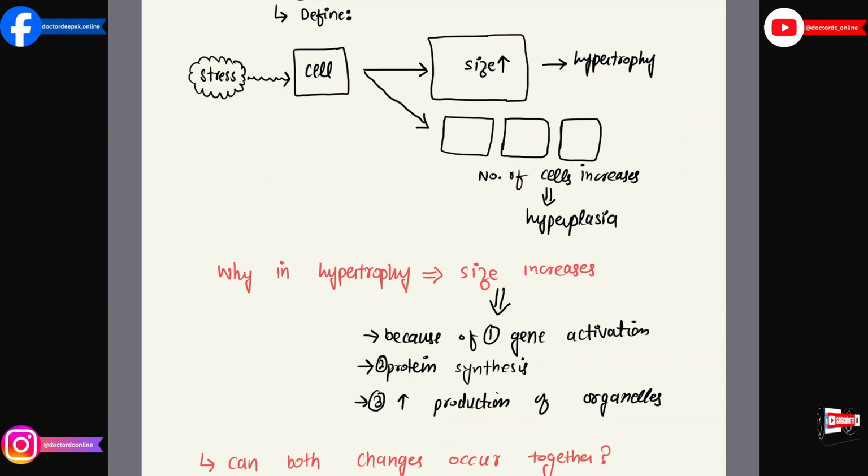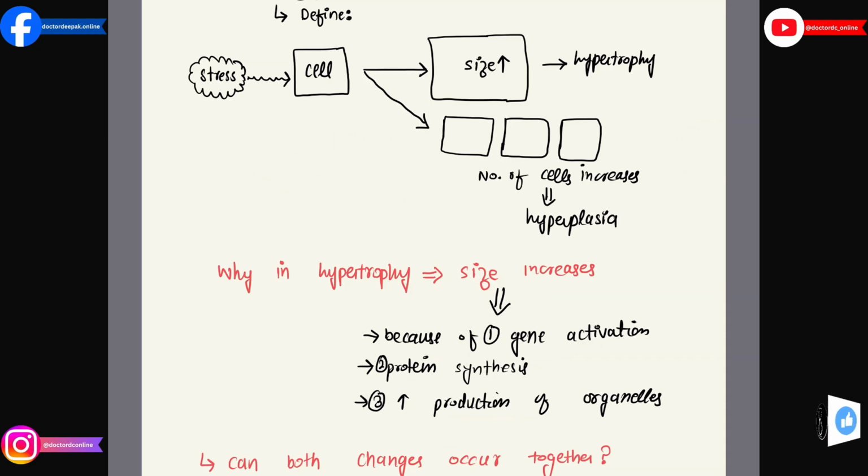Then the second important thing they can ask you is that there are some exceptions in our body. Let's suppose I take the example of the heart. Heart can only undergo hypertrophy. It cannot undergo hyperplasia. So what is the reason why the heart can only undergo hypertrophy?